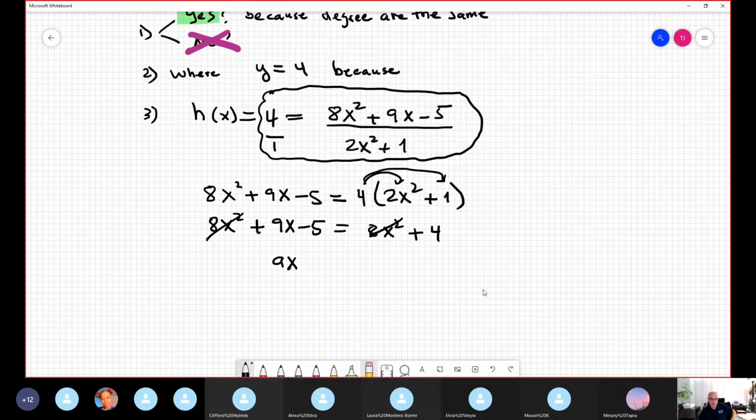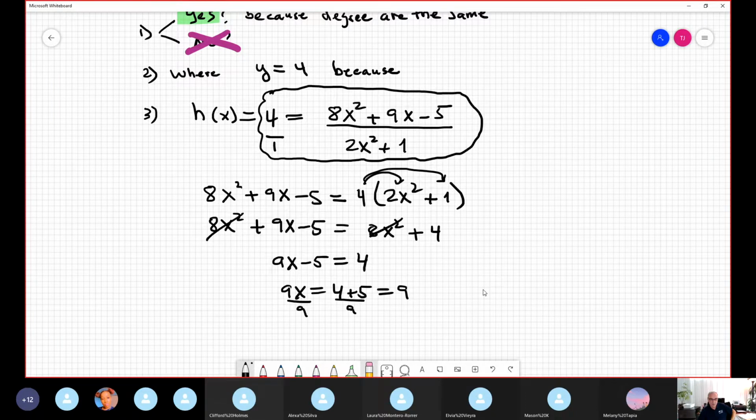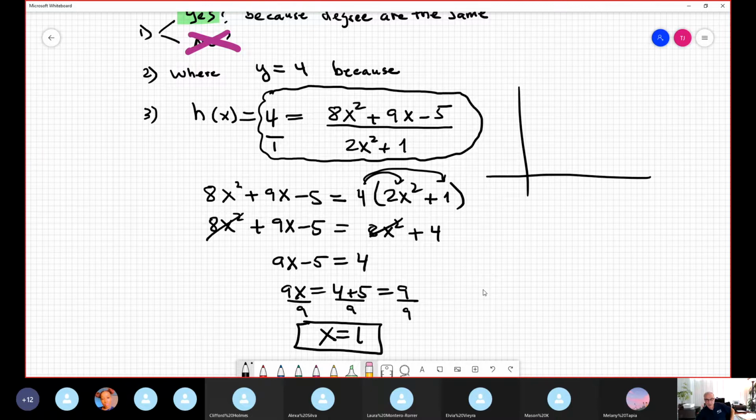So 9x minus 5 equals 4. 9x equals 4 plus 5 equals 9. Divided by 9, x equals 1. So we found that our curve crosses the horizontal asymptote at the point 1 comma something. Okay, if you want to express it, the point where it touches.